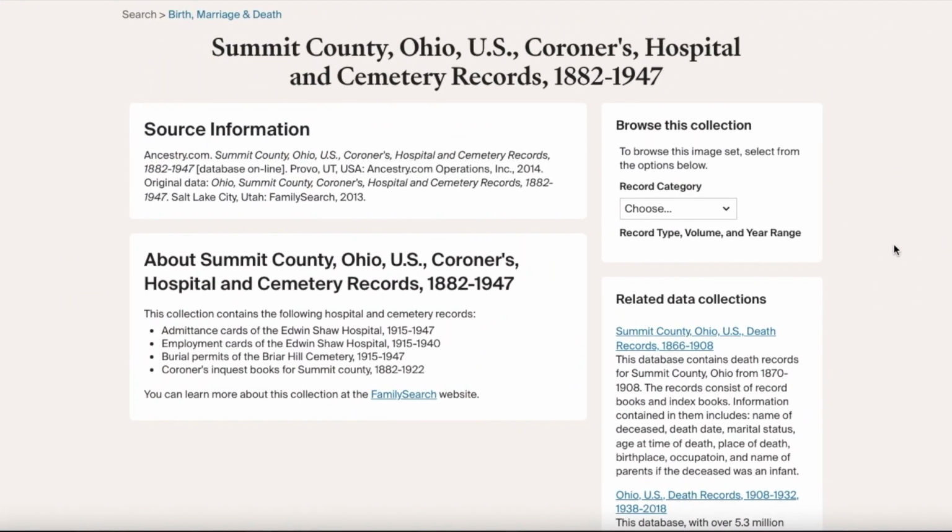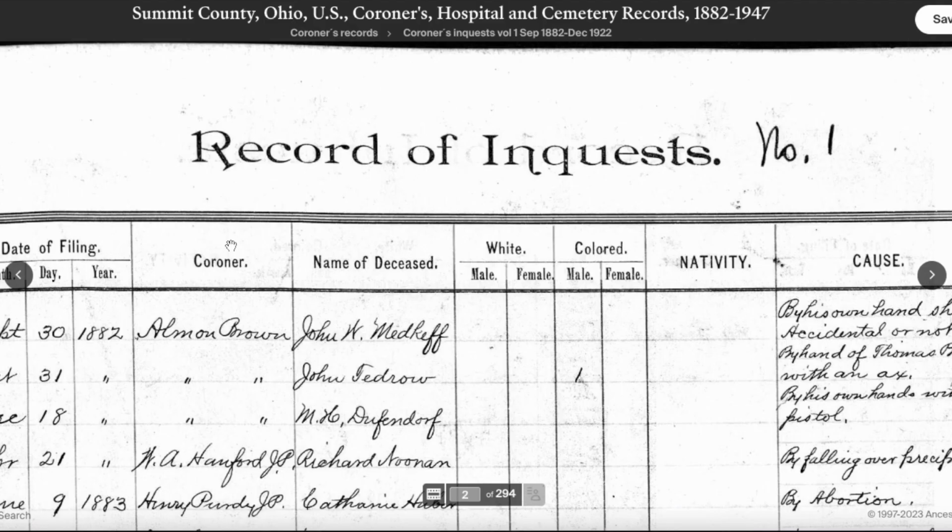Next we have an example of a record of inquests from the coroner's records. This record details the date of filing, the name of the coroner, the name of the deceased and their race, nativity, or in other words where they were born, and the cause of death.